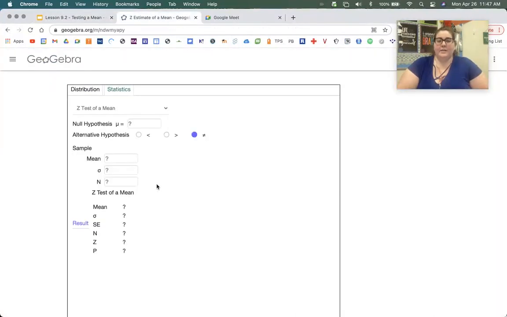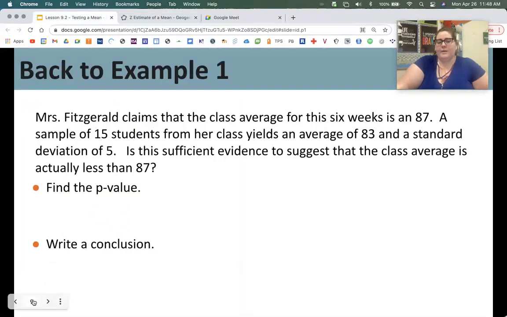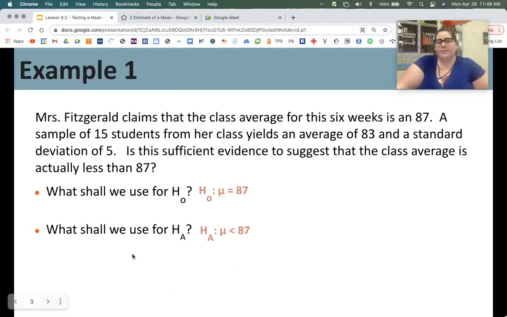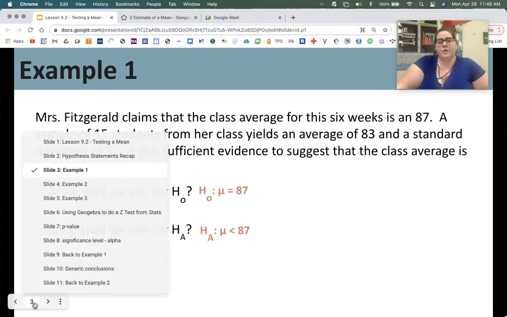So what I could do is go to my little table and say my null was that mu equals 87, because that's what Ms. Fitzgerald said, and that's our initial hypothesis. But we think it's less because our sample average was an 83. So I'm going to pick null as 87. My alternate was that it was less. And again, that's what we did back on example 1, right?